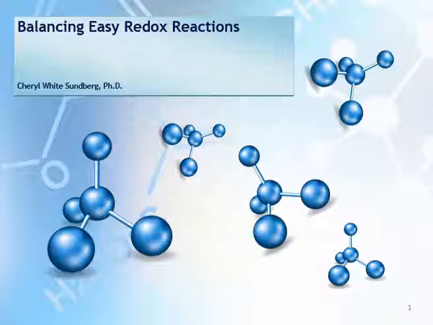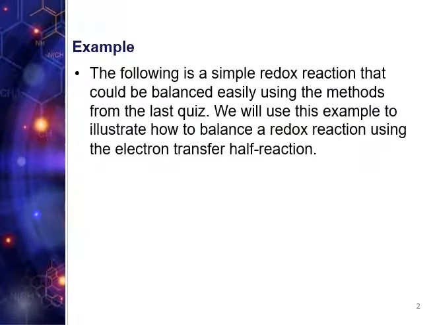Balancing easy redox reactions. Example: the following is a simple redox reaction that could be balanced easily using the methods from the last quiz. We will use this easy example to illustrate how to balance a redox reaction using the electron transfer half reaction. You can just balance it as we did before, but we're just going to use this simple example.